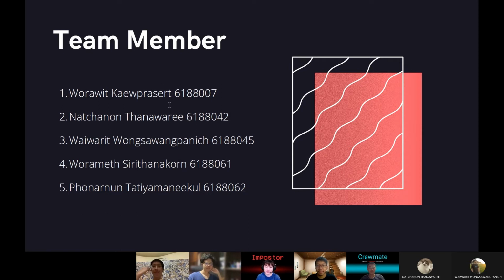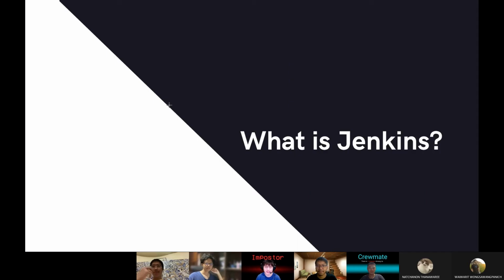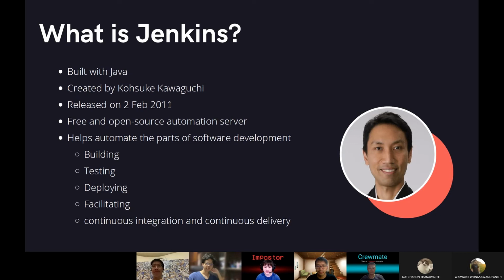Now, let's move on to the question, what is Jenkins? Jenkins is a free and open source automation server which can be used to help automate the parts of software development process include building, testing, deploying, facilitating continuous integration, and delivery.